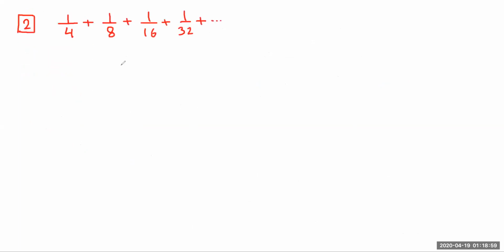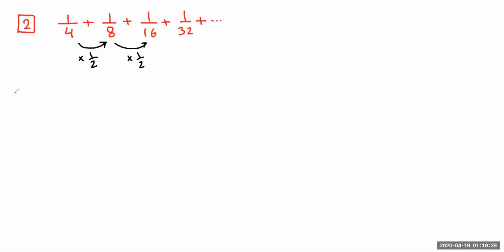Next example. Here the beginning is not 1, but this is a geometric series, because if I multiply this term by a half, I will have the second term. Multiply by a half, I will have the third term. So a geometric series, by definition, is one where each term multiplied by a constant gives the next term.